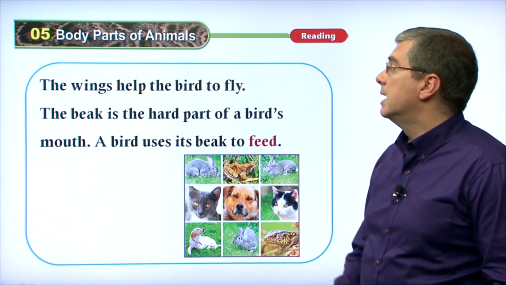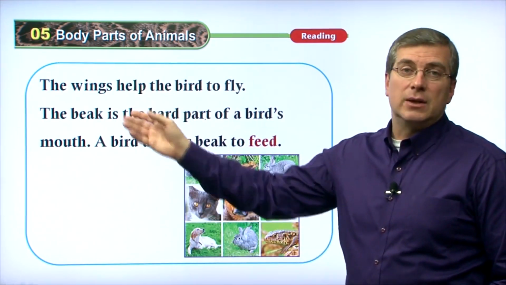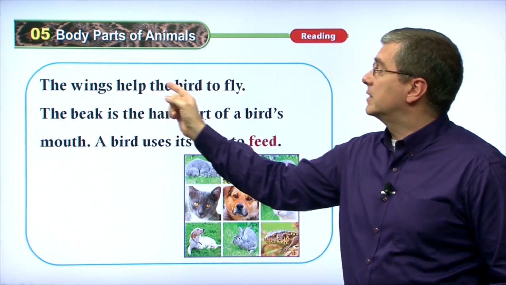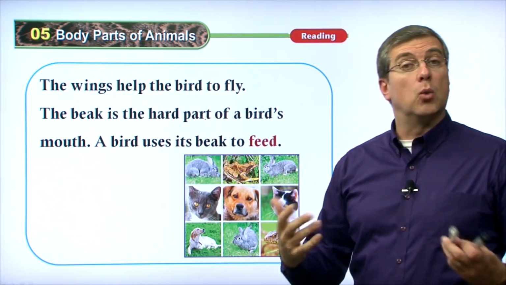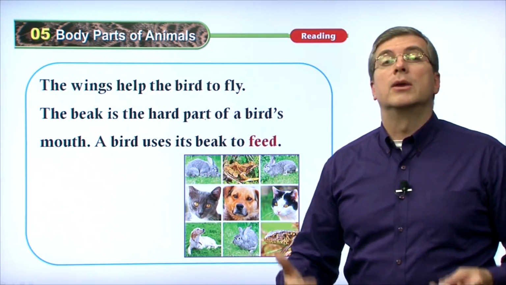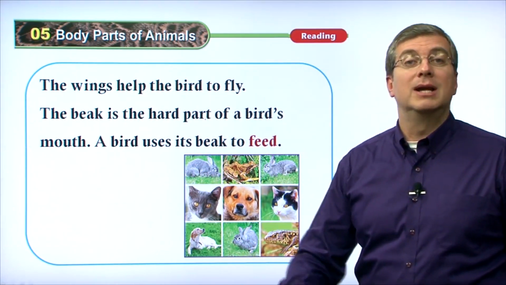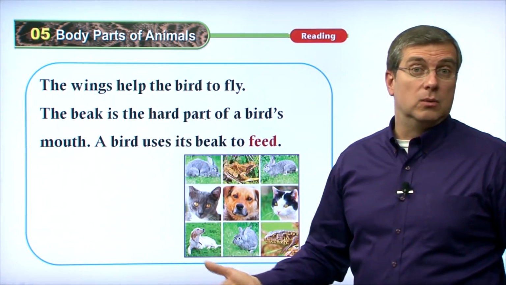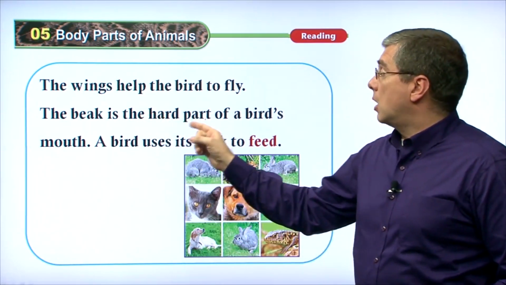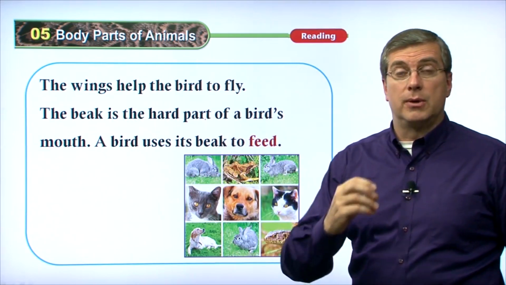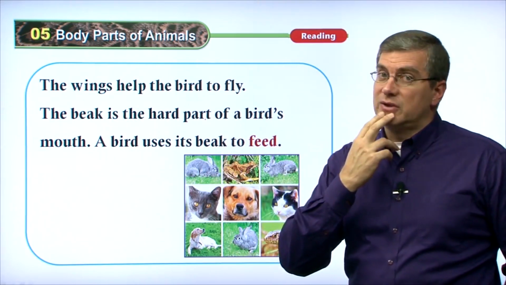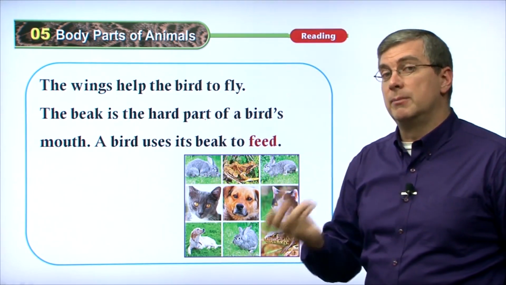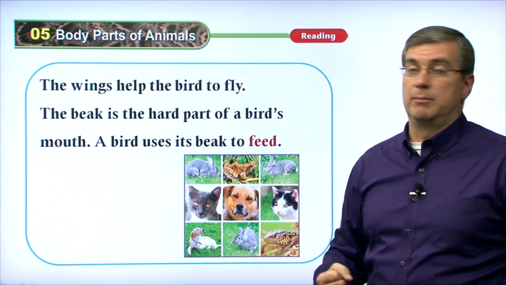Okay, moving on, we can see more details about the wings and about the beak. First of all, the wings help the bird to fly. So what do the wings do? The wings help the bird to fly. The beak, what does the beak do? What is it? It is the hard part of a bird's mouth, right? We don't have beaks, we have soft mouths, right? Birds have beaks, a special part of the bird, a unique feature of the bird.